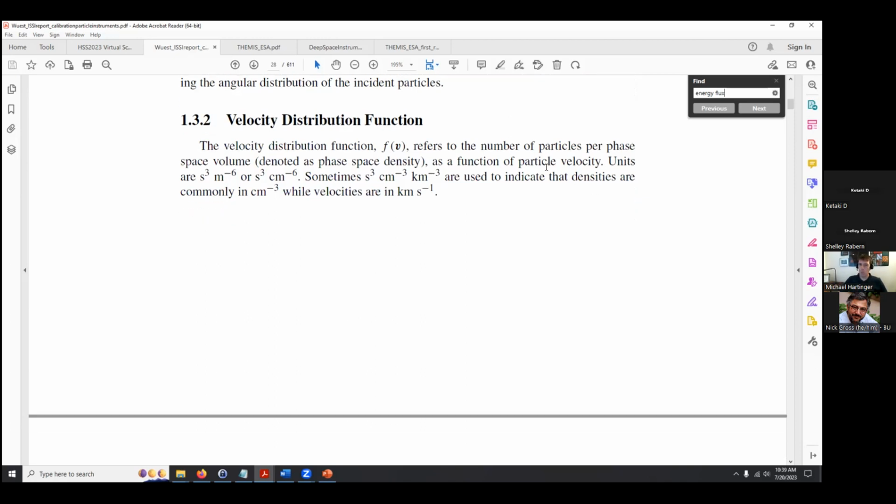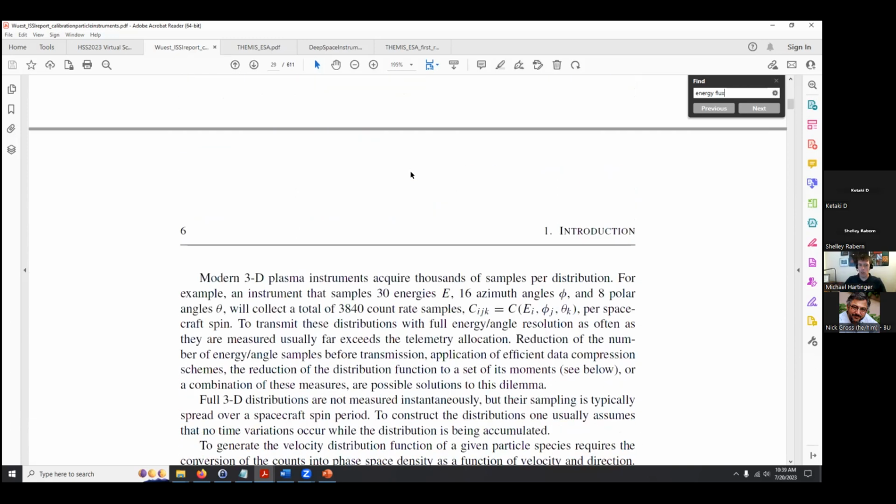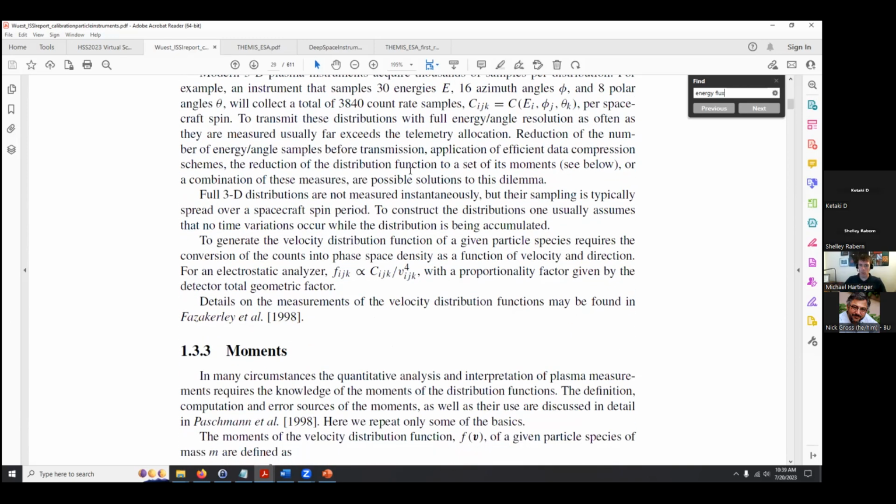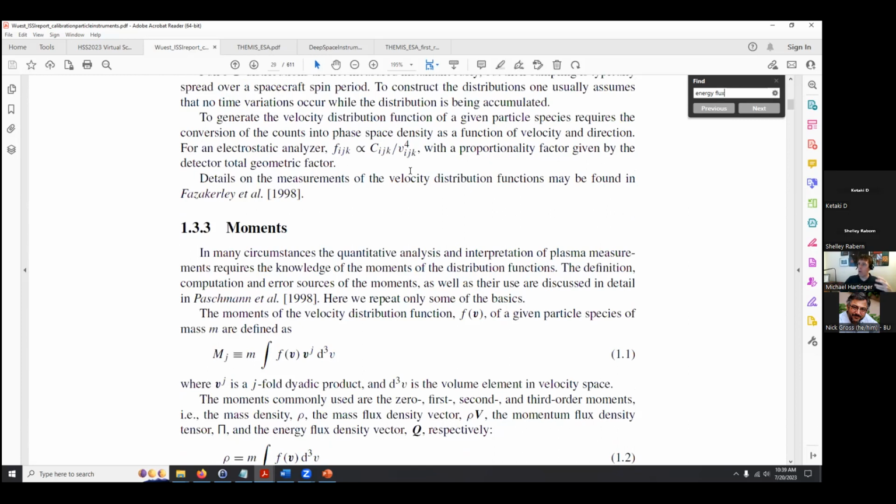So bottom line is you're measuring particles with an ESA or another particle detector with different energies, which are also velocities. So let me scroll down and go to moments. So why do you do that? So you have this detector. You're with an ESA, for example.